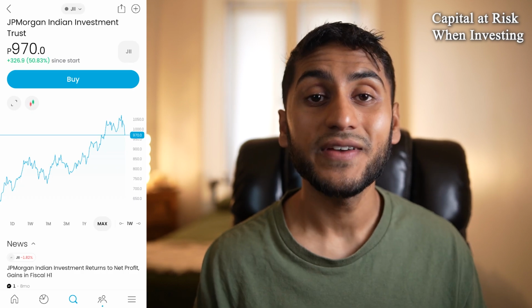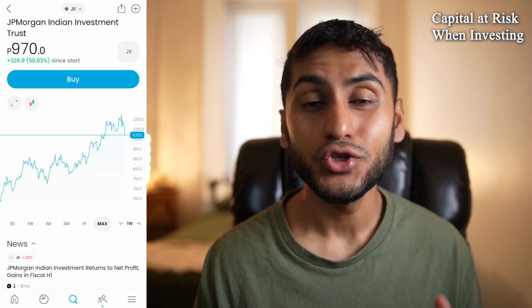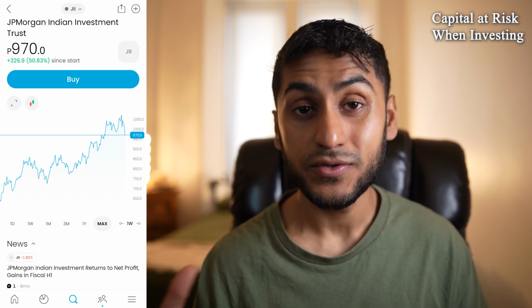Of course, if you want to invest into any of these ETFs or funds, you should do your own research. And just because I've highlighted the benefits of an emerging market doesn't mean that's going to be the future necessarily, or vice versa.